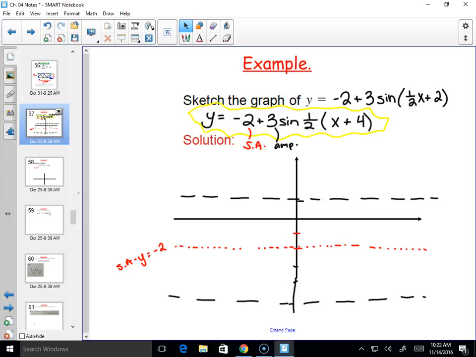Sine. Okay, sine. We need to think of sine as starts in the middle, starts in the center. But wait a minute, starts at x equals 0. Starts in the middle. So y equals -2.